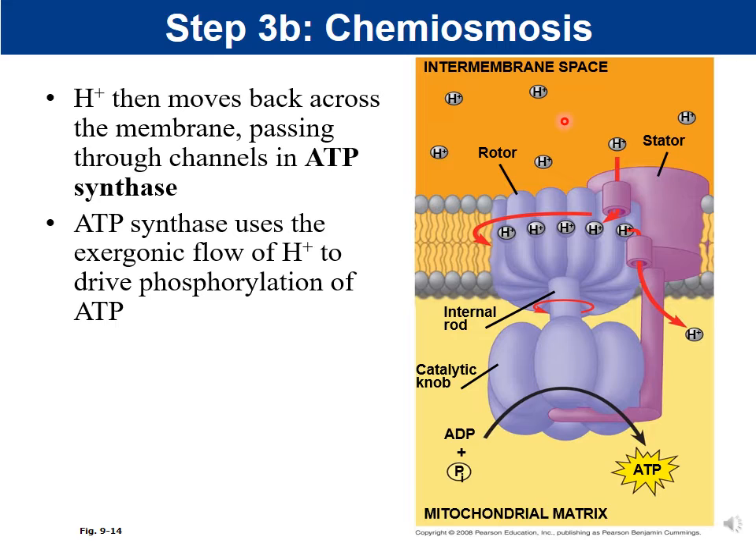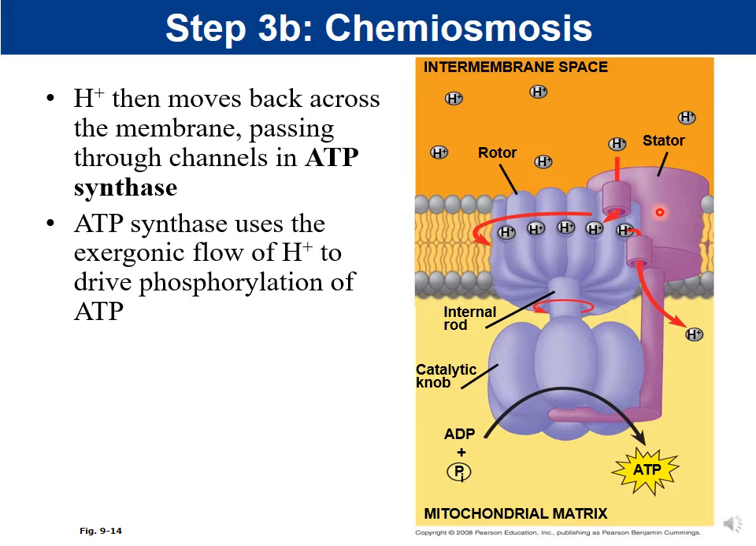So as the hydrogens move back across the membrane, meaning when they go back from their high concentration to low, they pass through these channels in ATP synthase, and it's going to cause this rotor to move. So the hydrogens go down the gradient. It causes this rotation of the rotor, which then causes these catalytic knobs to move out and in, and that is going to catalyze the production of ATP.